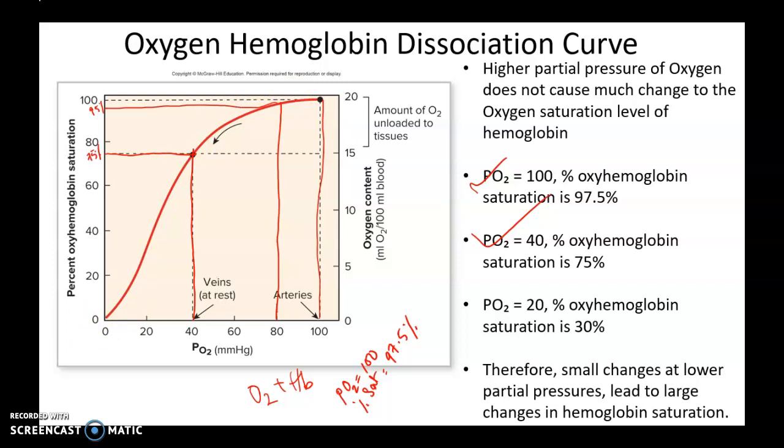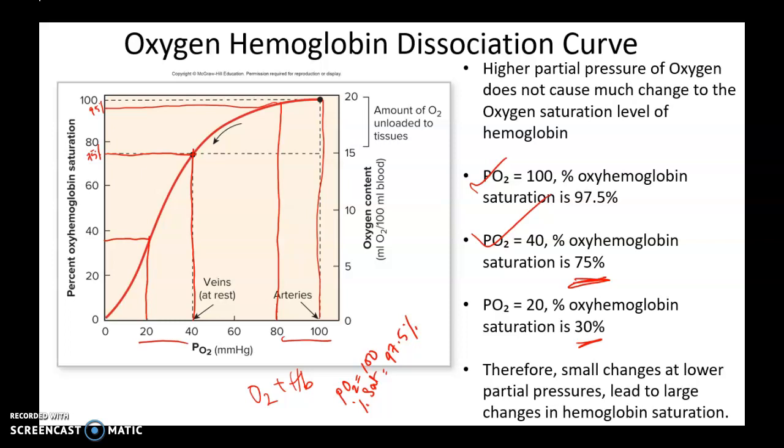However, let's look at lower partial pressure. So at 40, we have 75%, right? So let's move down to 20. At 20, we have about 30 to 35% oxygen. Do you see how big of a difference we see from 40 to 20? From 100 to 80, there wasn't much difference. However, as we move from 40 to 20, there is this huge difference. At 40, we had 75% oxyhemoglobin saturation, but at 20, we have 30%.